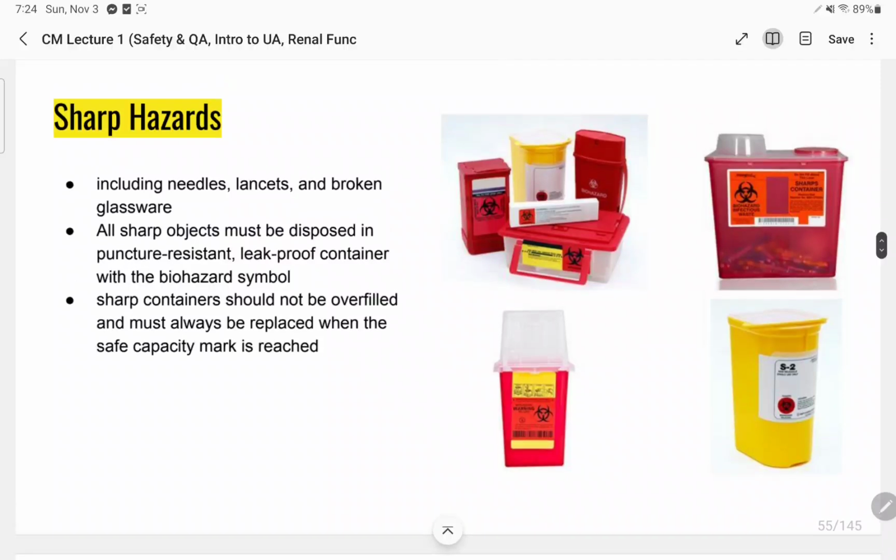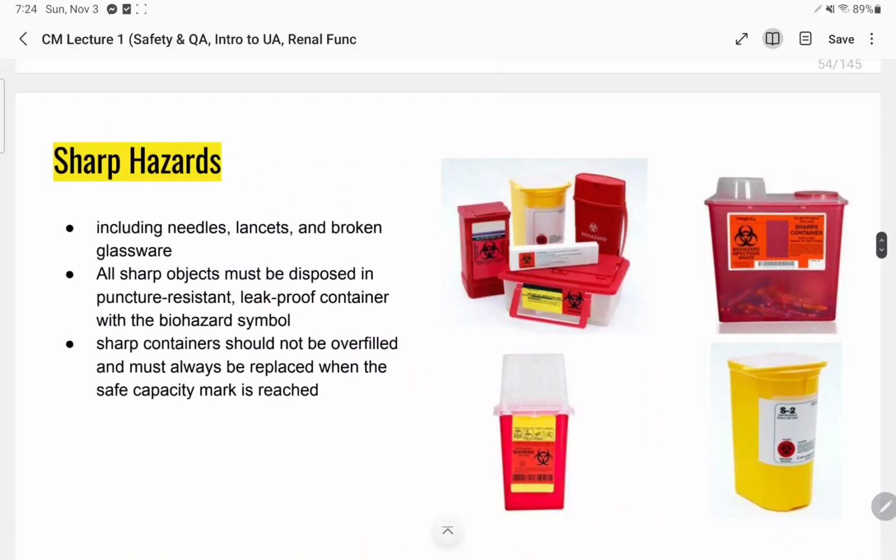Okay, next. That is for your biological hazard. Now we are on sharps hazard. What are possible examples of sharps? You have your needles, every day needles. Lancets, and broken glassware, like those slides we use to make smears. And wounds. So what do we do with these sharp objects?